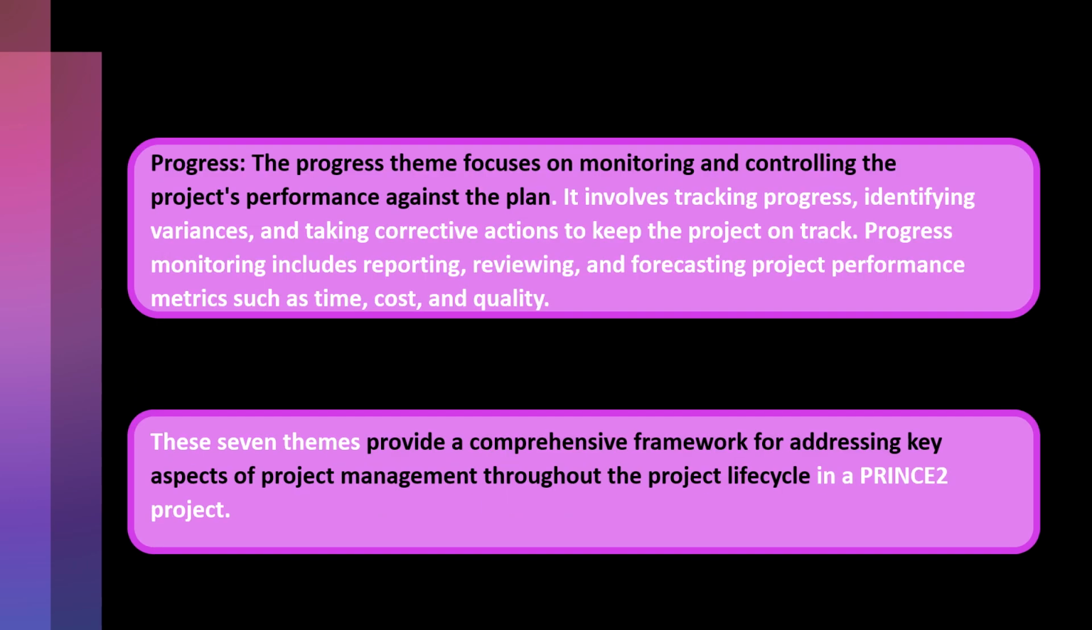And finally, the progress theme focuses on monitoring and controlling the project's performance against the plan, and it involves tracking the progress of the project, identifying variances, and taking corrective actions to keep the project on track. So progress monitoring includes reporting, reviewing, and forecasting project performance metrics such as time, cost, and quality. So monitoring and control, and tracking, everything is done in the progress theme.